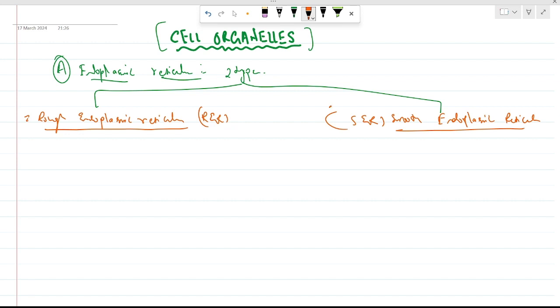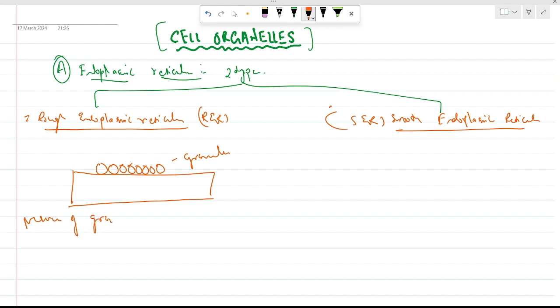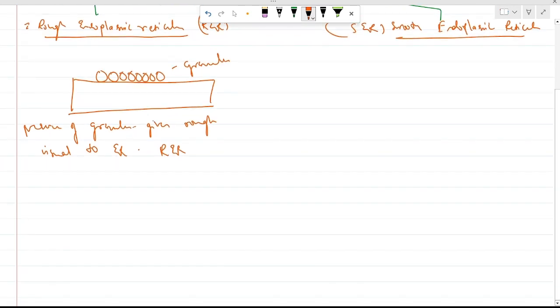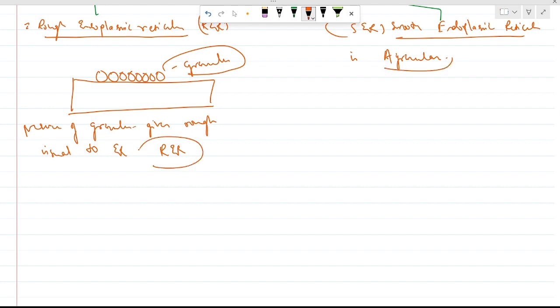So why is this type of reticulum known as rough? Let's see. This is the surface of the reticulum, and these are the granules. The presence of granules gives a rough visual to the endoplasmic reticulum to form the rough endoplasmic reticulum, right? The smooth endoplasmic reticulum is agranular. The rough endoplasmic reticulum has granules.